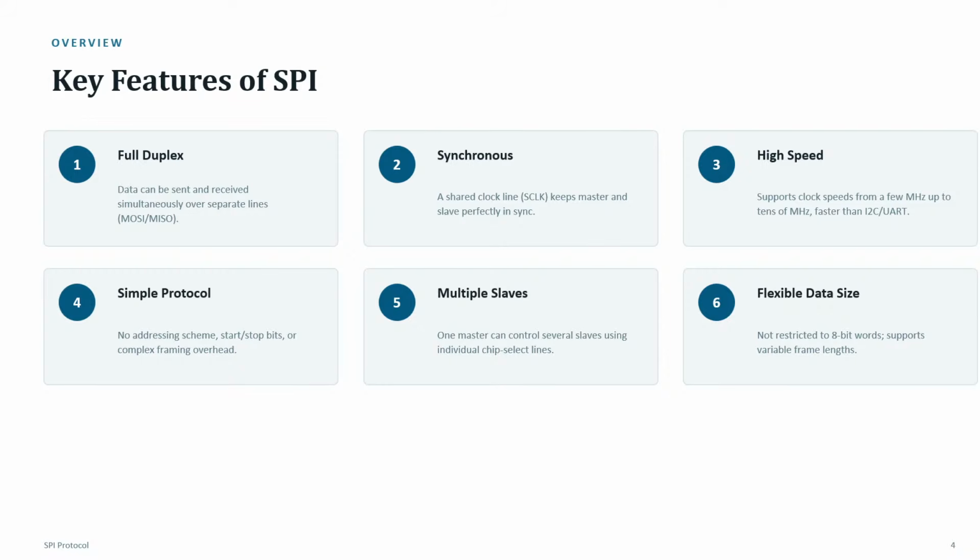But in the case of SPI, you're not going to have any kind of framing and all. If you want to send the data, just send it. That's it. And it can basically support multiple slaves, and it can have flexible data size. It's not restricted to 8 bits. If you want, you can configure up to 32 bits. We are going to configure.